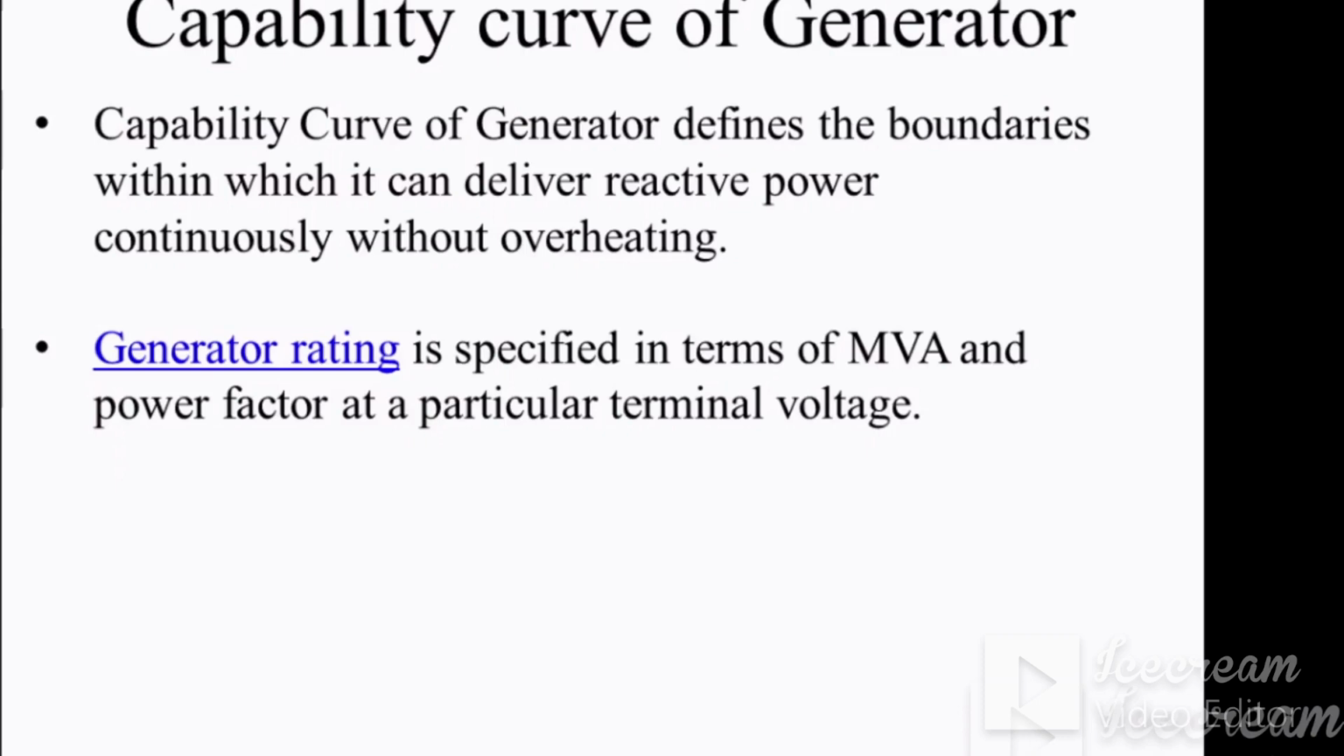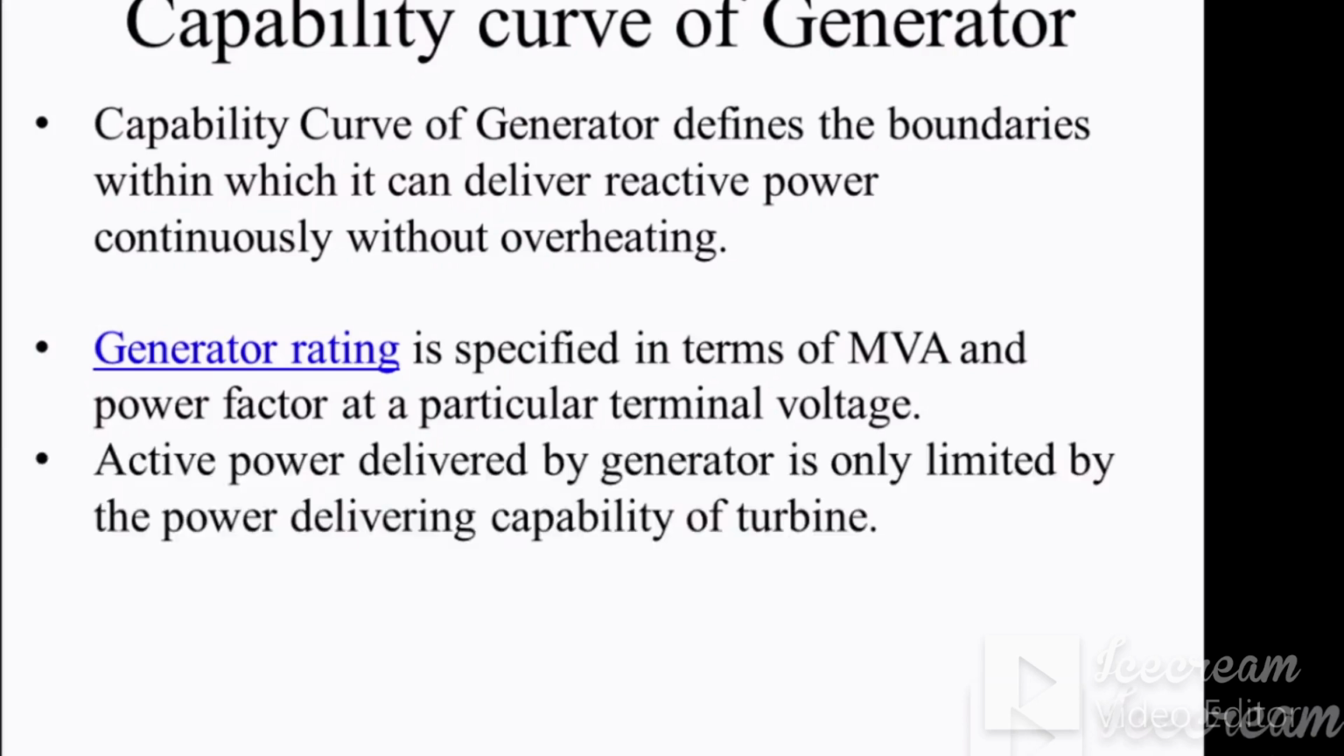So basically the generator rating is specified in terms of MVA and the power factor at a particular point of the terminal voltage. Also, the active power delivered by the generator is only limited by the power delivering capability of the turbine, right? We majorly deal with the active and reactive power. So if we want to increase or decrease the active power, we need to govern the action of the turbine's rotation. Mechanical input must be increased or decreased.